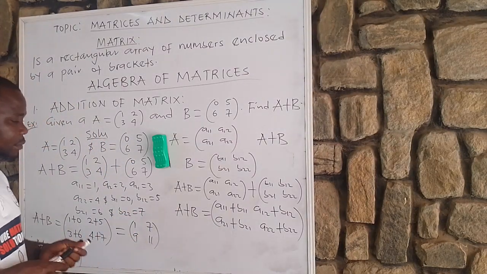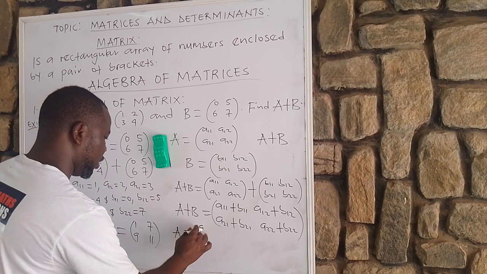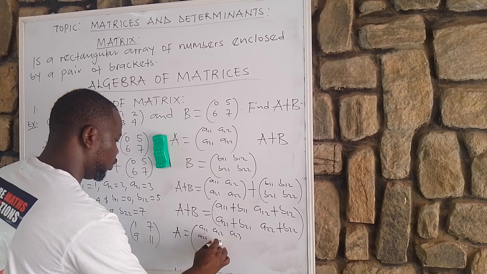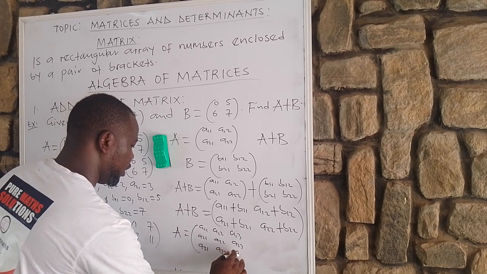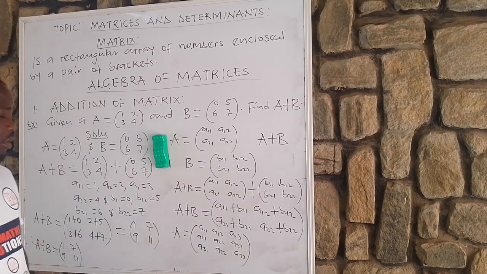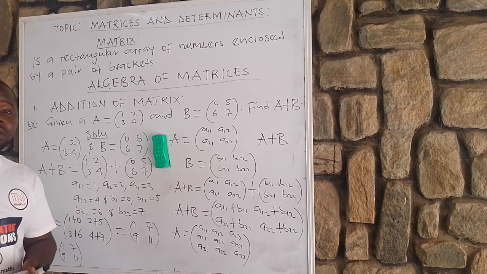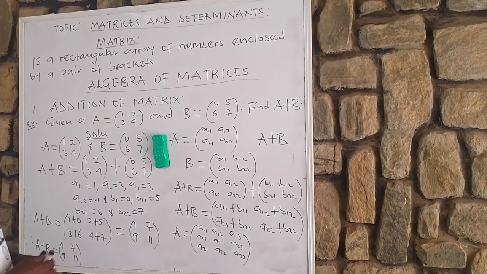If it is a 3 by 3 matrix, this is how your matrix A will be: A11, A12, A13, A21, A22, A23, A31, A32, A33. Then your B matrix, the same thing. So you just apply this procedure, and at the end of the day, you can obtain your answer. Is that clear? So that is the addition of matrix.